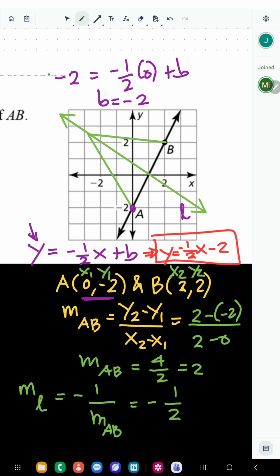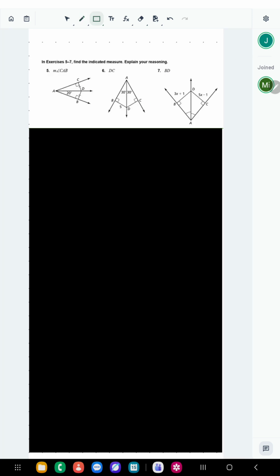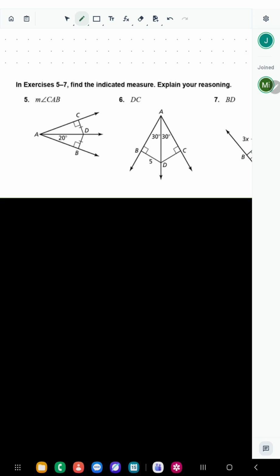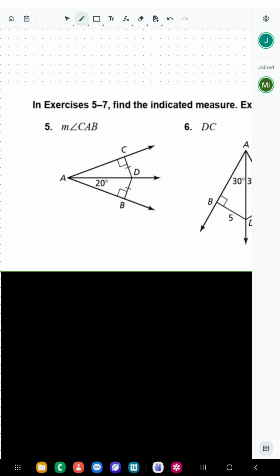Okay, you got that? Yeah, no questions on this? Alright, it's too small. Okay, find the indicated measure. Explain your reasoning. So I'm zooming it in, but you won't see it on your end.